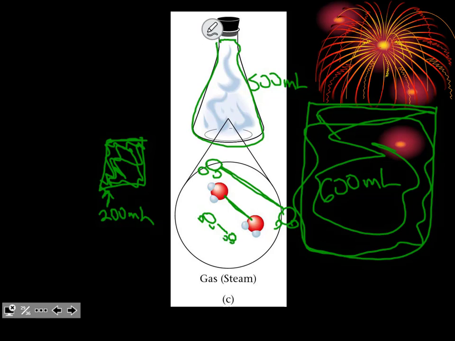So they space out according to the container they're in. It doesn't matter if it's a large container or small container, they're going to space out as much as possible. So that's why there is no fixed volume. 200, 500, 600. And there is definitely no shape.